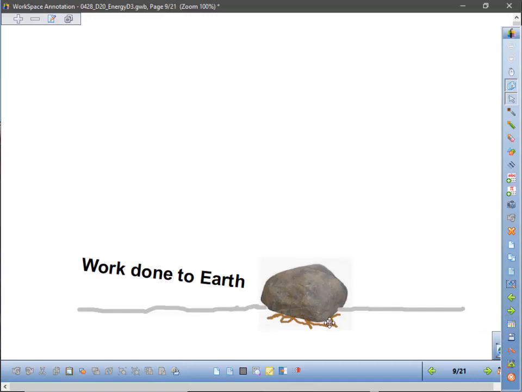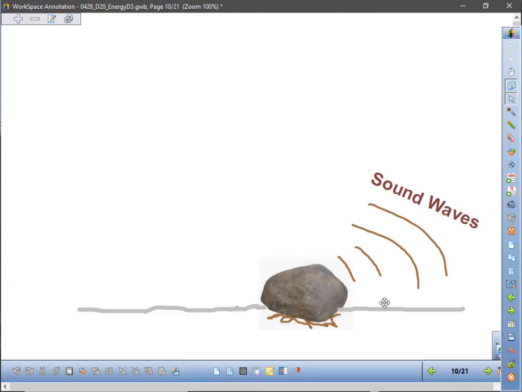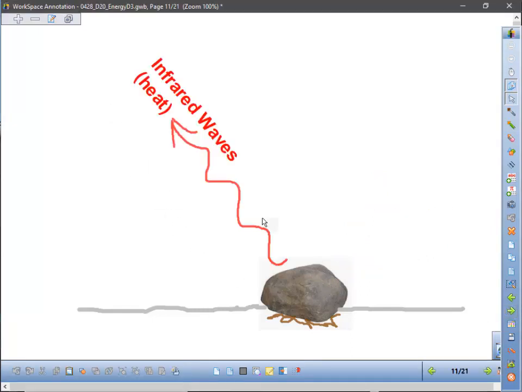It probably left a little crater on the ground. It smushed the ground, did force and distance, and did damage to the earth, work done to the earth. There are also other forms of energy that were released when it fell. Sound waves, right? I mean, a crashing sound. And waves are energy. And there's another type of energy which you might not realize: infrared waves, heat. It gave off heat. It kind of warmed up the rock and the ground a little bit, and the bunny. It warmed them up when it hit.